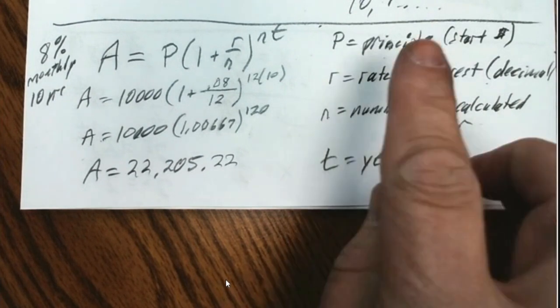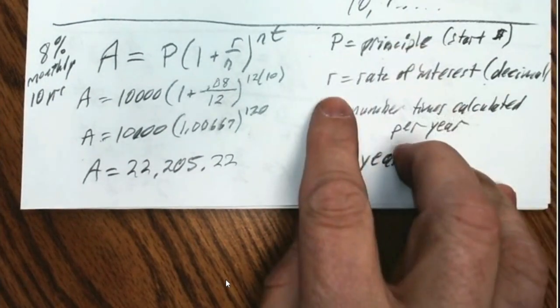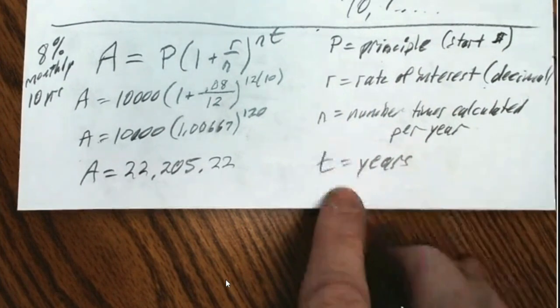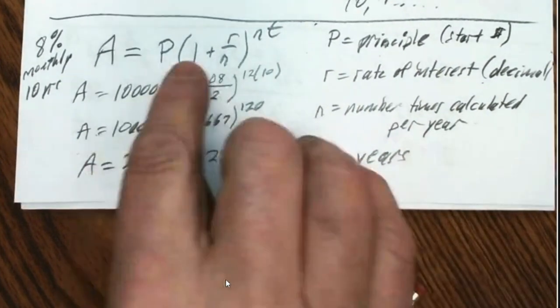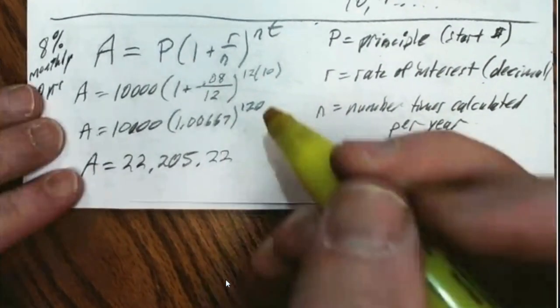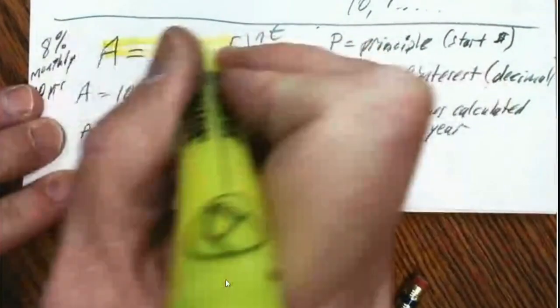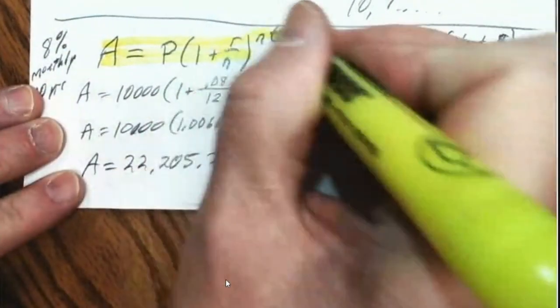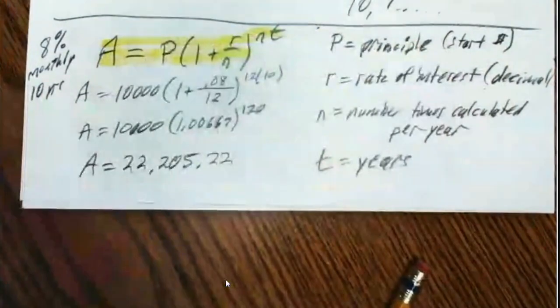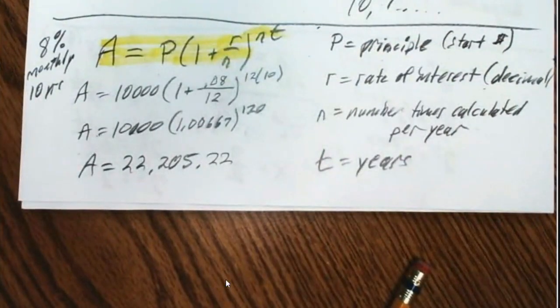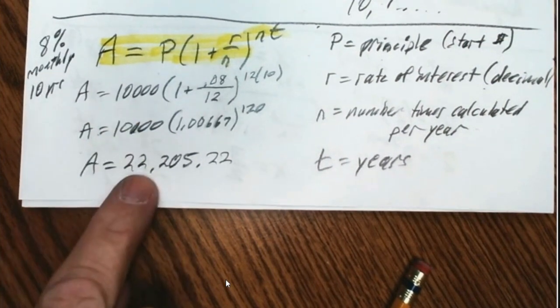We have to put in the principal, the rate of interest, the number of times calculated per year, and the number of years into this. Let me highlight this because this is great for your notes. And that will tell us the amount of money we would have after 10 years. That's not adding any more money. That's not taking any money out of the account. That's just letting it grow exponentially. You can turn $10,000 into $22,205.